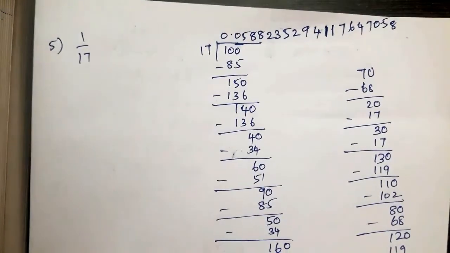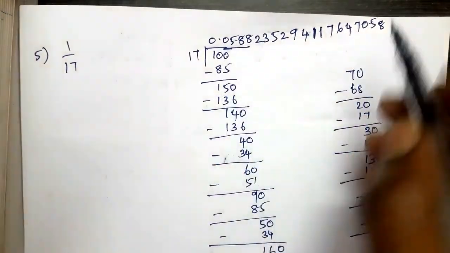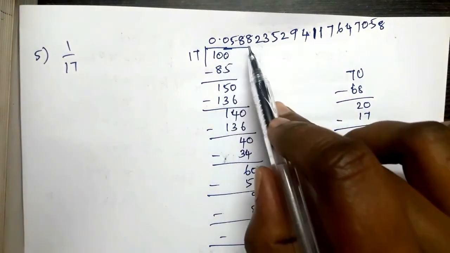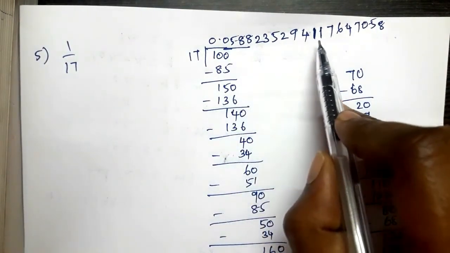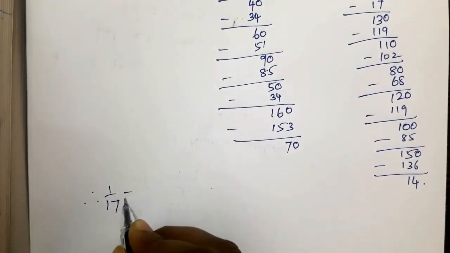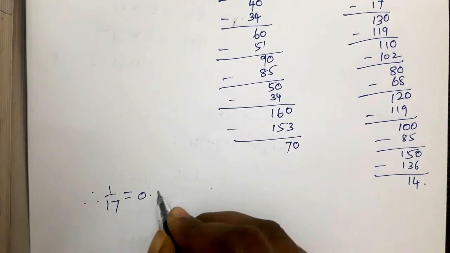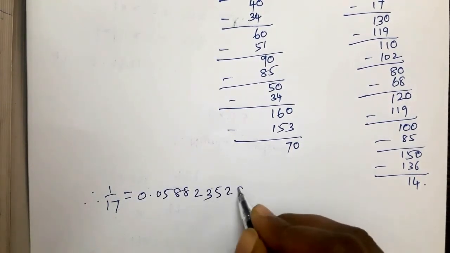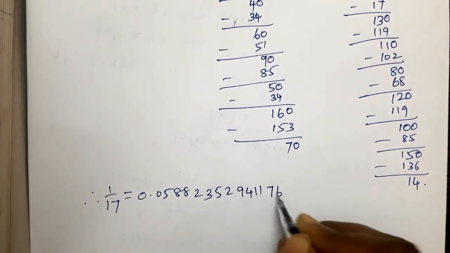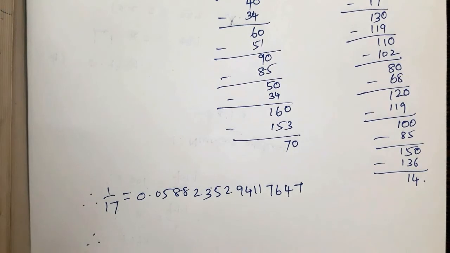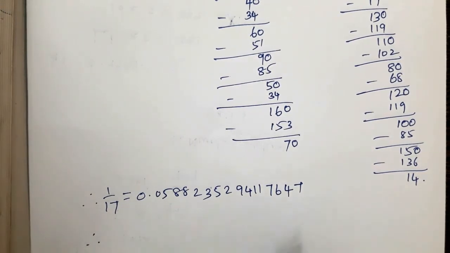Now come to the conclusion. Here 0 5 can be written again, 0 5. So the repeating block is 0 5 8 8 2 3 5 2 9 4 1 1 7 6 4 7. Therefore 1 by 17 can be written as 0.0588235294117647 repeating. Therefore the repeating block of digits in the decimal expansion of 1 by 17 is 16.